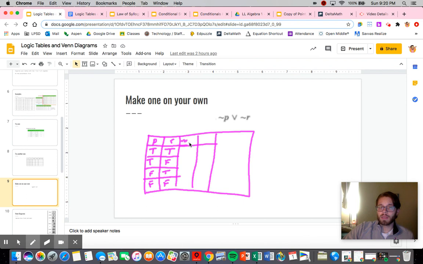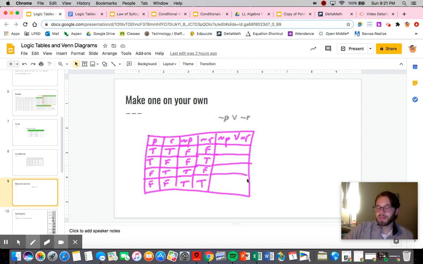So I'm going to do not P. I'm going to look at my P and say false, false, true, true. And then I'm going to do my not R. Okay. So I'm going to look at my R and say that was true, now it's false. That was false, now it's true. This was true, now it's false. False, now true. And now I get to finish off and say P or not R.